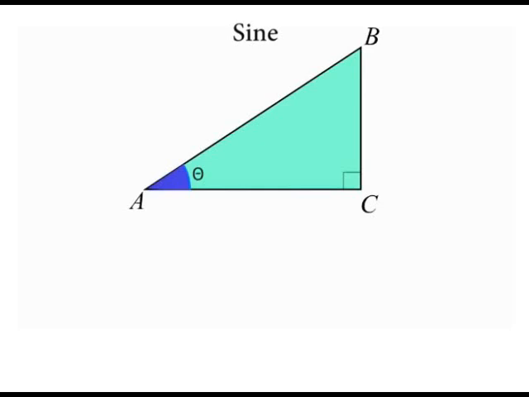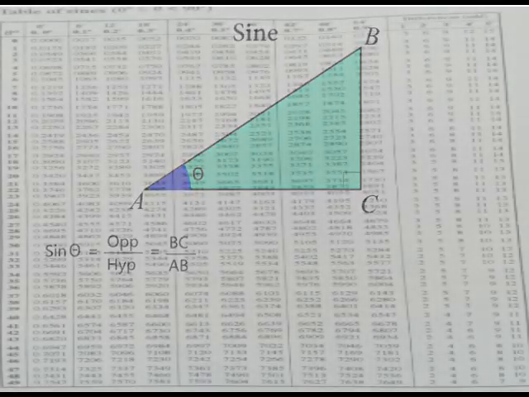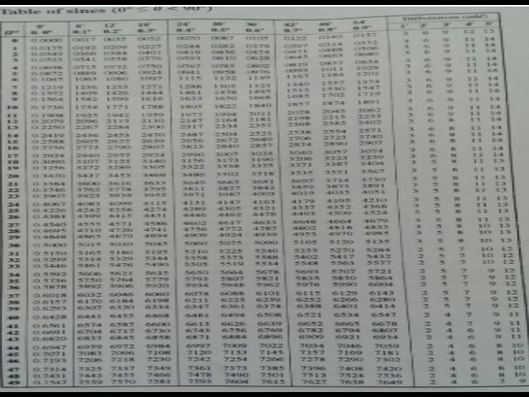Next, ratios, sines. The ratio of the opposite side of an angle to the hypotenuse of a right angled triangle is called the sine of that angle. And so sine theta is equal to opposite over hypotenuse. Again, we have the tables of sines of angles between 0 and 90 degrees. The sines of angles increase from 0 to 1 as the angle increases. The sine of 0 degrees is 0 and that of 90 degrees is 1. The tables are read the same way as those of tangents.